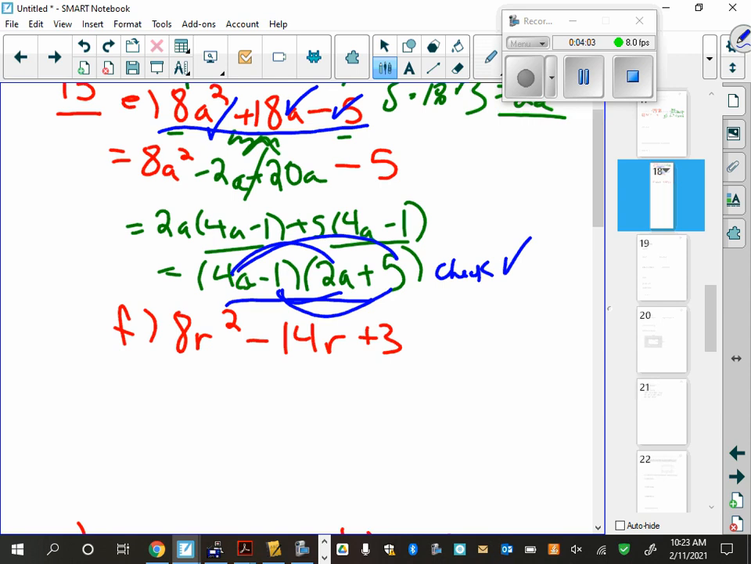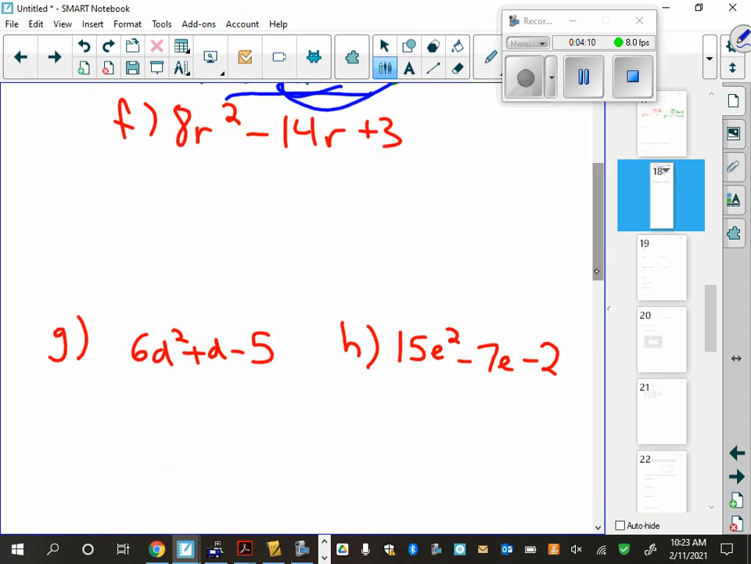Okay, any questions on that? All right, pause if you need to keep writing that down. We're moving on to F. There it is. Beautiful. The product equals 24, 8 times 3. Sum equals negative 14. Half impossible, 2. Anybody get it with help from mom and dad? Grandpa and grandma?